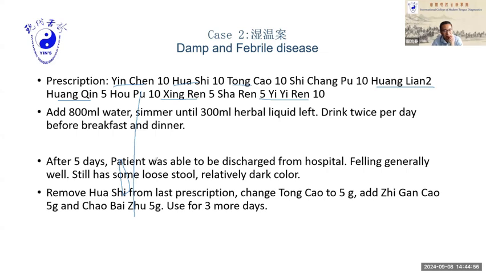After 5 days, the patient was able to be discharged from the hospital, the fever stopped, and she was feeling generally okay. But she still had a loose stool of relatively dark color. So I modified her prescription: changed Tong Cao to 5 grams, added Zhi Gancao 5 grams, Chao Duzhong, and Chao Baizhu 5 grams, and used it for another 3 days.